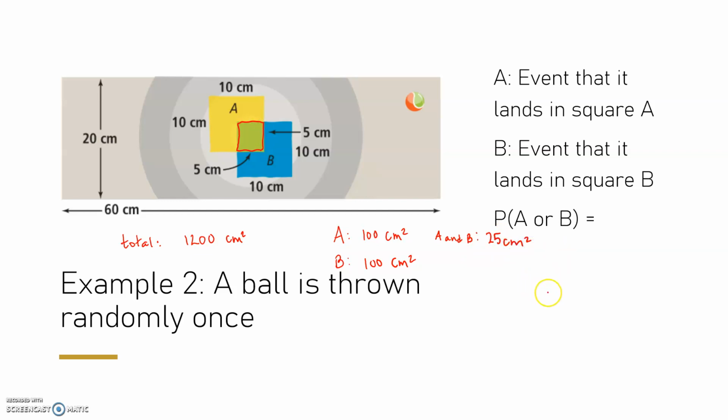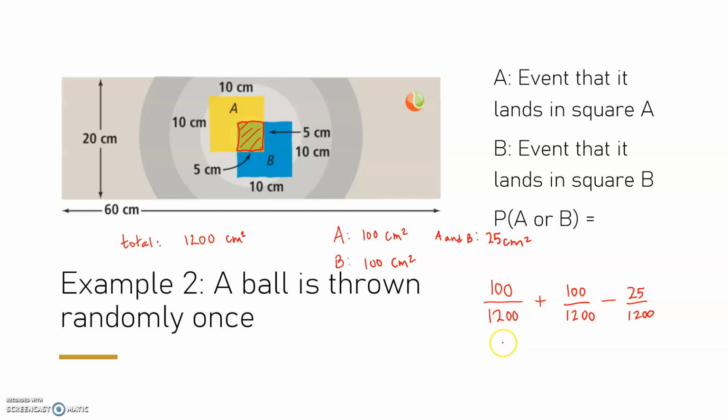So the probability that it lands inside of A would be 100 out of 1,200. The probability that it lands inside of B would also be 100 out of 1,200. But if I just use those two probabilities, then I've counted this square twice. So in order to fix the problem of counting that square twice, I'm going to subtract that square. So that would be 25 out of 1,200. So because there's some overlap, I have to subtract the overlap so that I don't double count it.